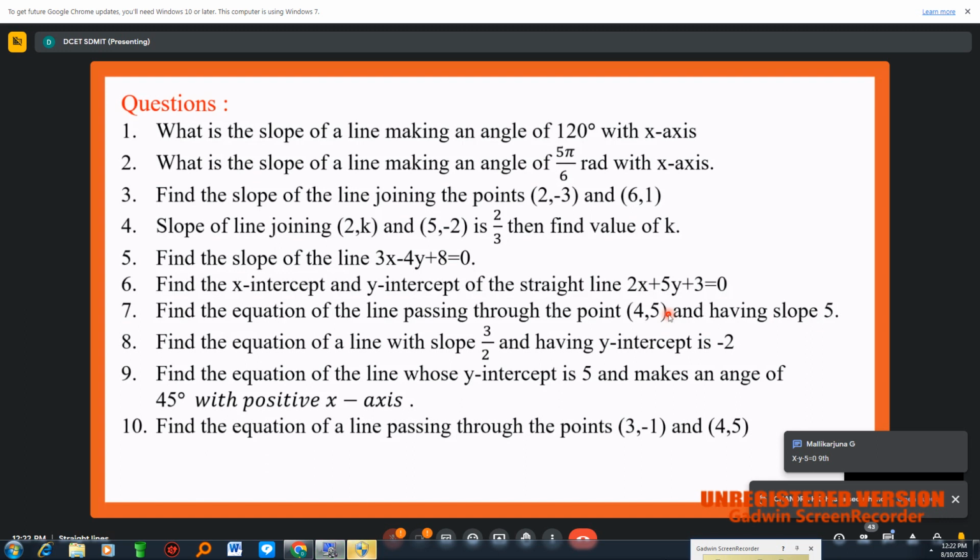Ninth one: x minus y plus 5, right? x minus y plus 5 is equal to 0. Ma'am, ninth one, x minus y plus 5 is equal to 0. Yeah, it is correct.